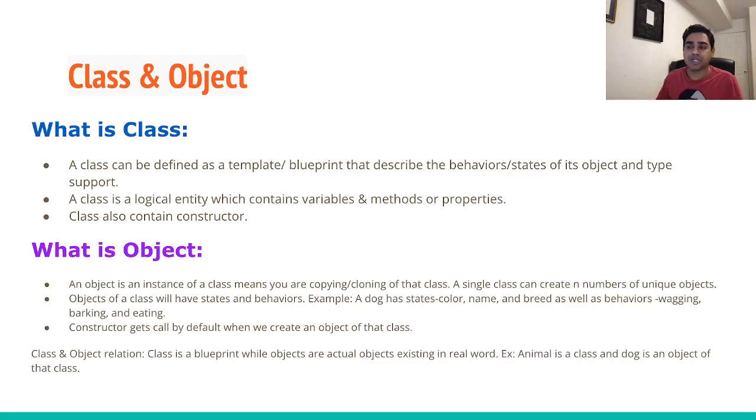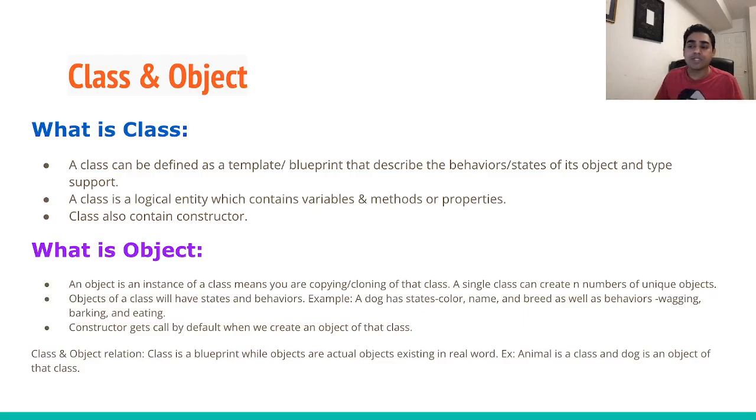It's totally a logical thing where it has some ideal behavior, or you can say some properties. And when I say properties, it means some variables, methods, or even the constructor. We'll see what a constructor is. A constructor is like a special type of method. So overall, the class is just a logical entity. It's a template or blueprint. It gives you some concept of the behavior of a class, some states or properties.